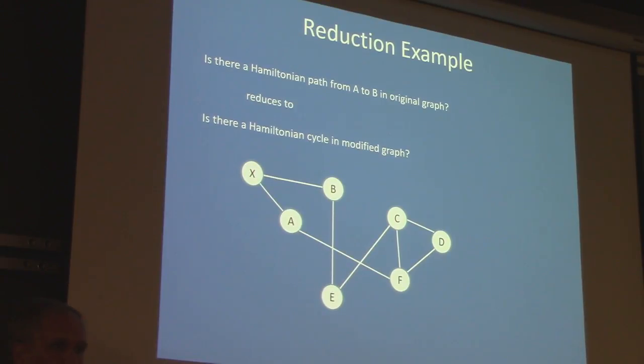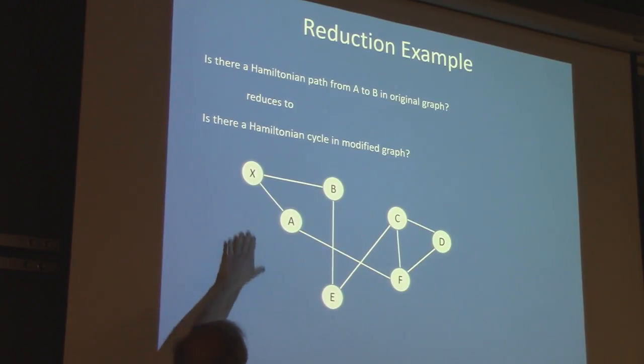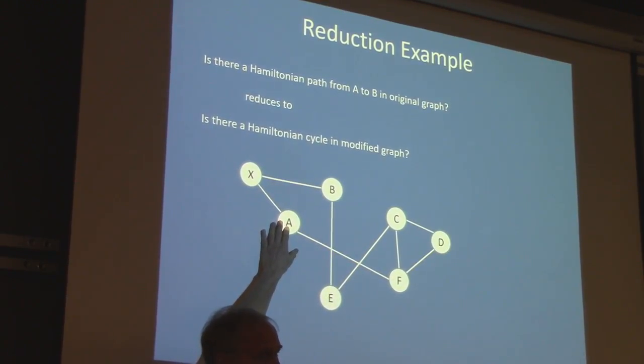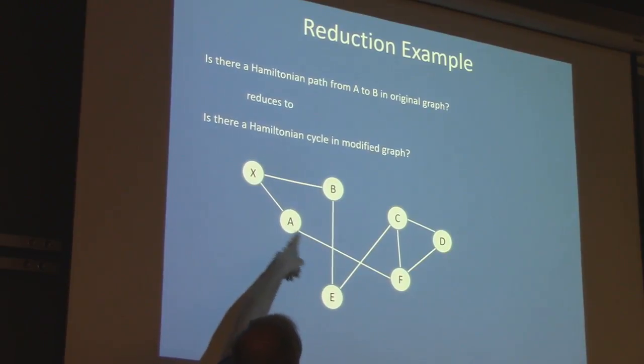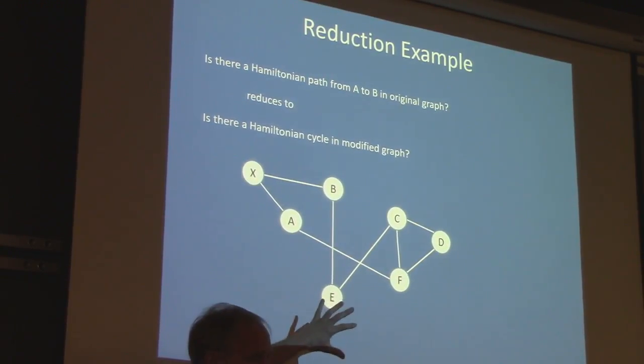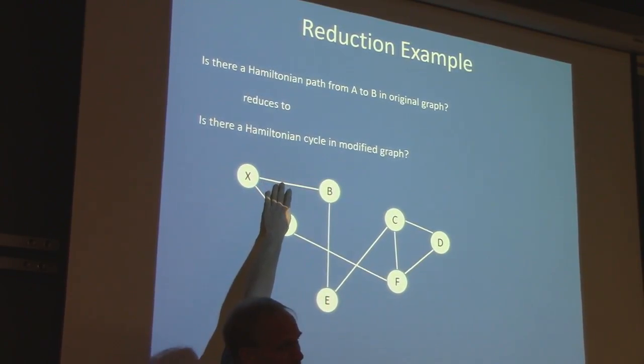So, if it finds a Hamiltonian cycle, how can we turn that into a Hamiltonian path? Take X out. If we find a Hamiltonian cycle, it'll have the edge XB in it and the edge XA in it. It has to, because the only way for X to get involved in the cycle is to go through here in some fashion. So if we find a cycle, and we take out these two edges, we're left with a path from A to B.